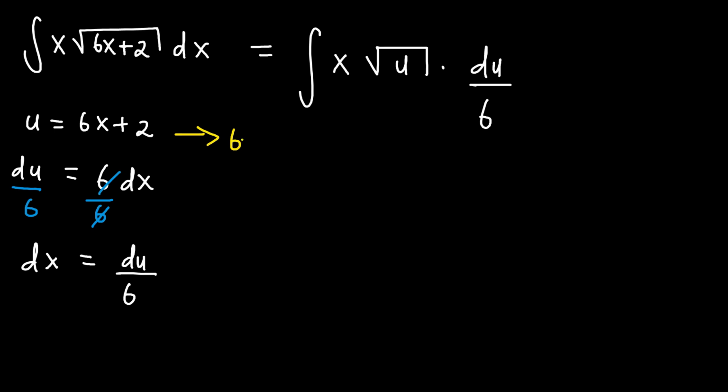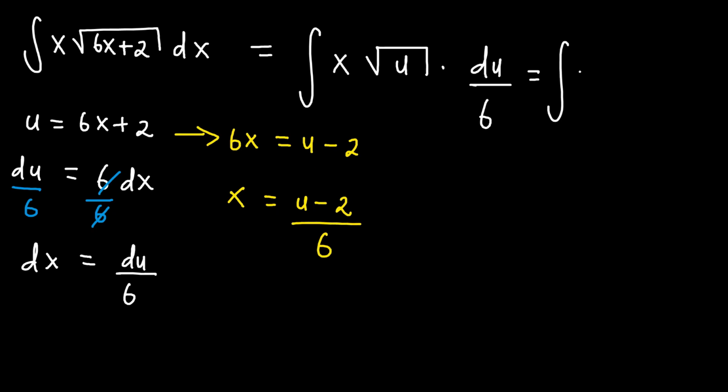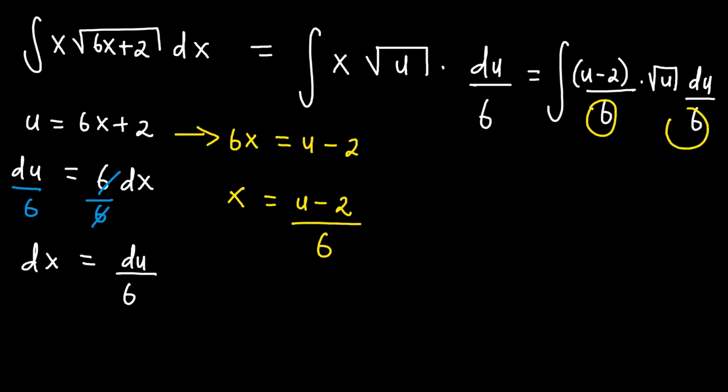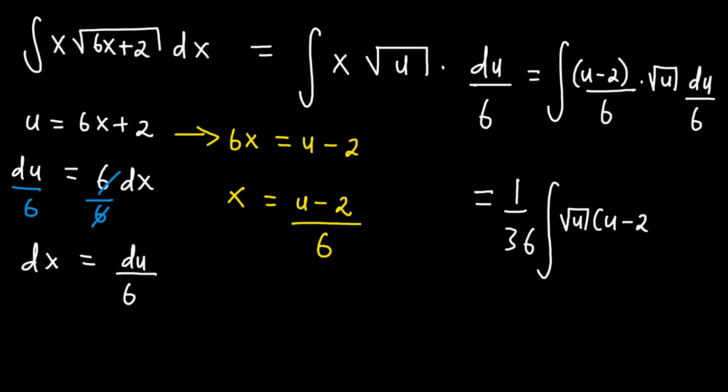Now from this, 6x will be equal to u minus 2, and therefore x will be equal to u minus 2 divided by 6. So this will be equal to the integral of x, which is u minus 2 divided by 6, and then times the square root of u times du divided by 6. 6 times 6 will be 36. And if we pull it out, we shall have 1 divided by 36 times the integral. Now this can be written as the square root of u times u minus 2 times du. And so we shall have 1 divided by 36 times the integral.